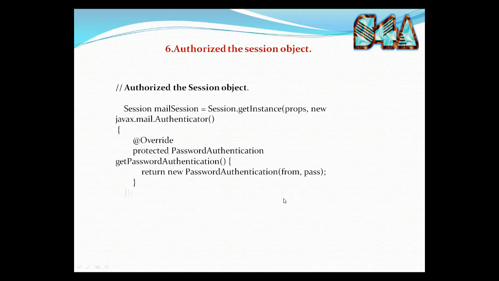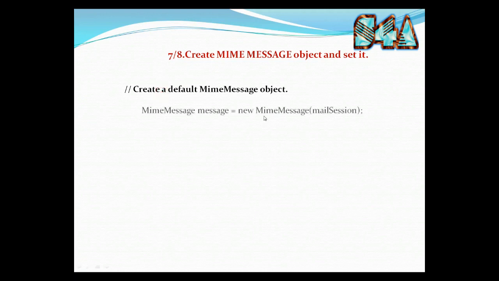When you authenticate this, then you need to create the MIME message object. MIME means multipurpose internet mail extension, which is used to set all the headers and all the contents which you need to send in mail. So here you create a default MimeMessage object, and then you put in this MimeMessage the mail session, that means the session which is authorized by you.